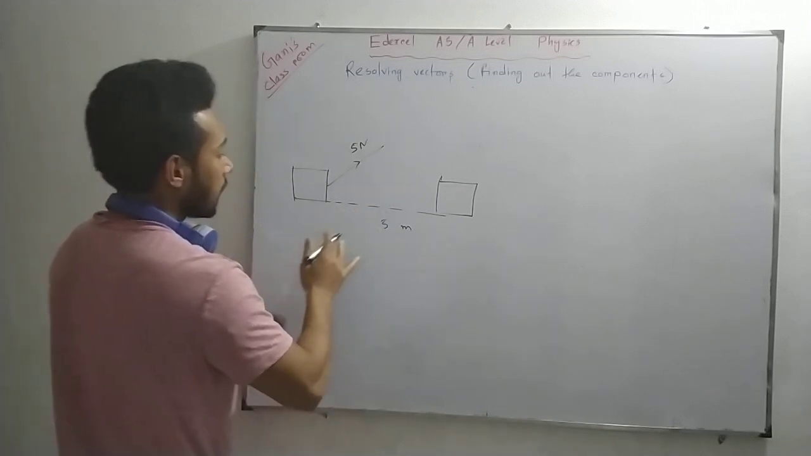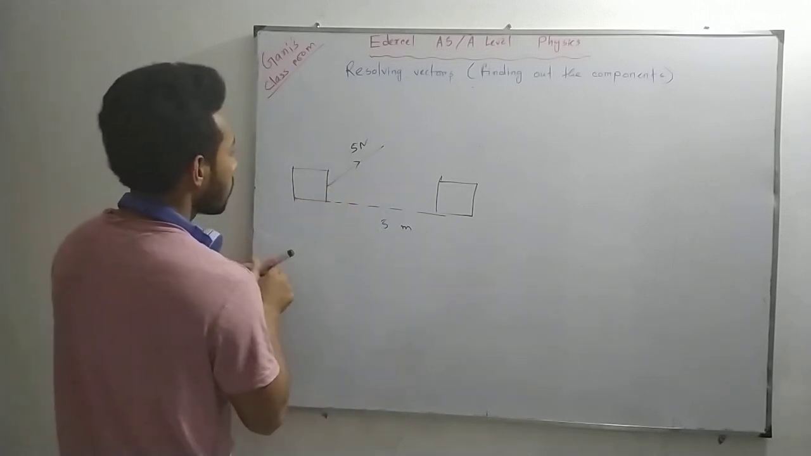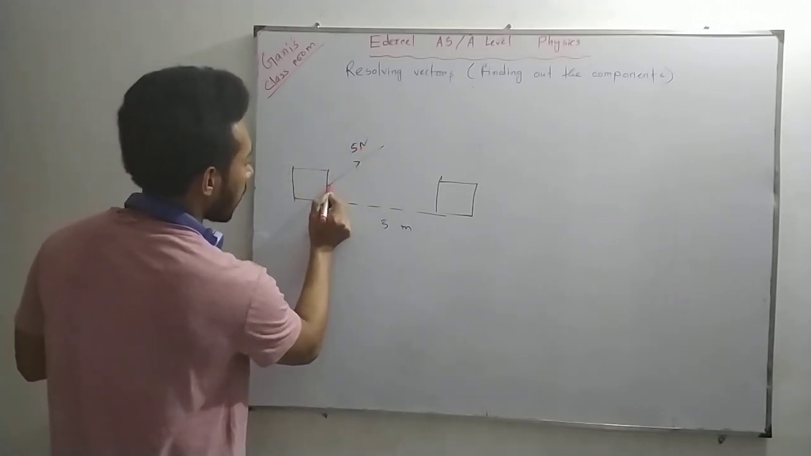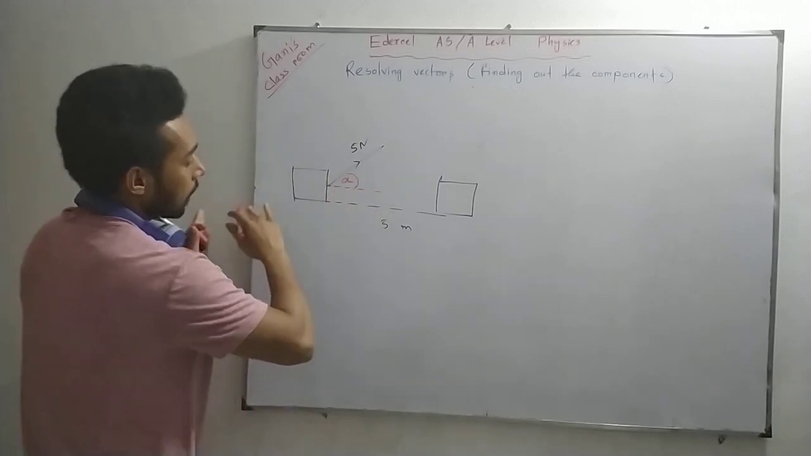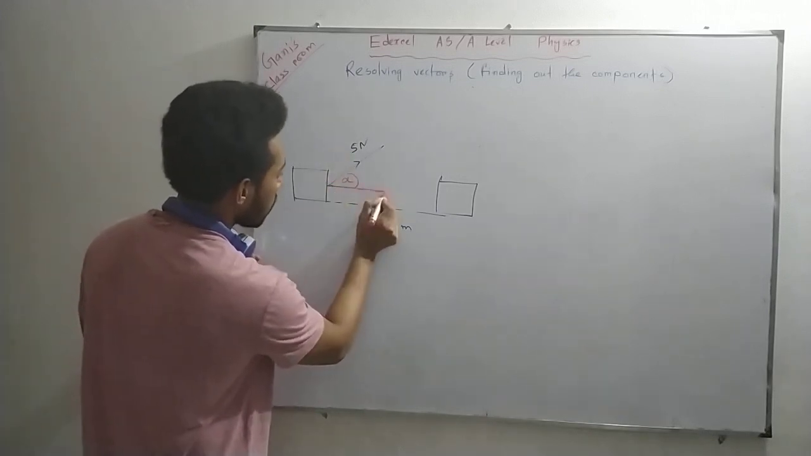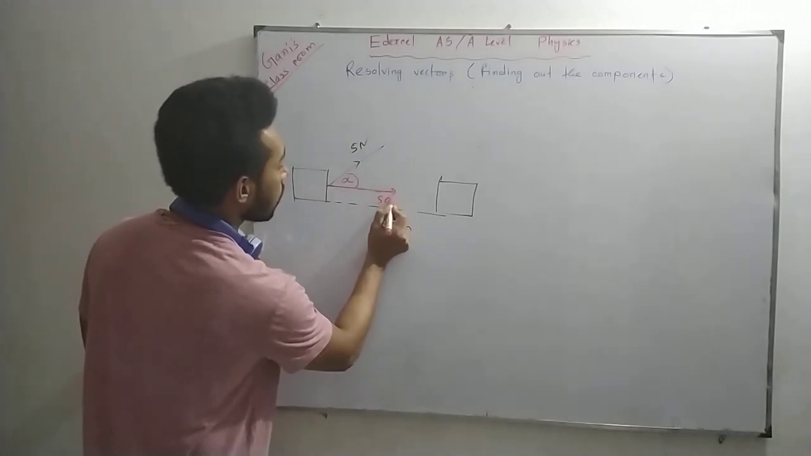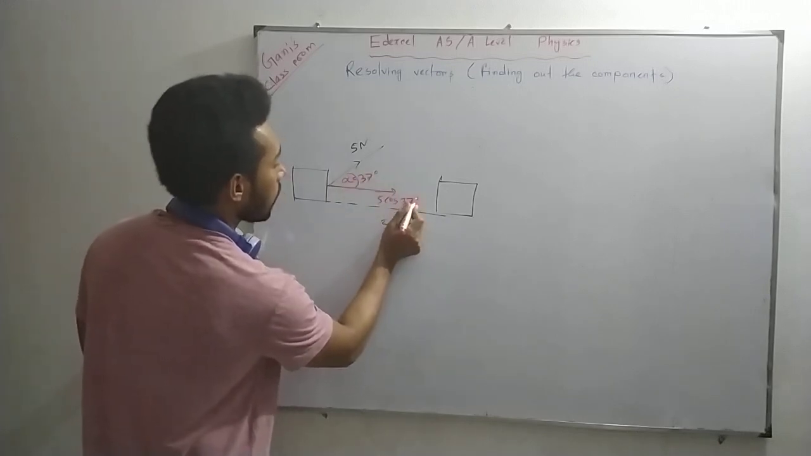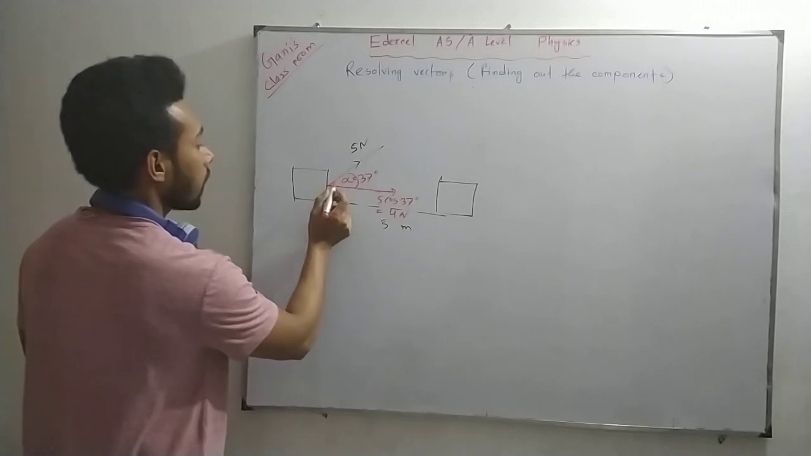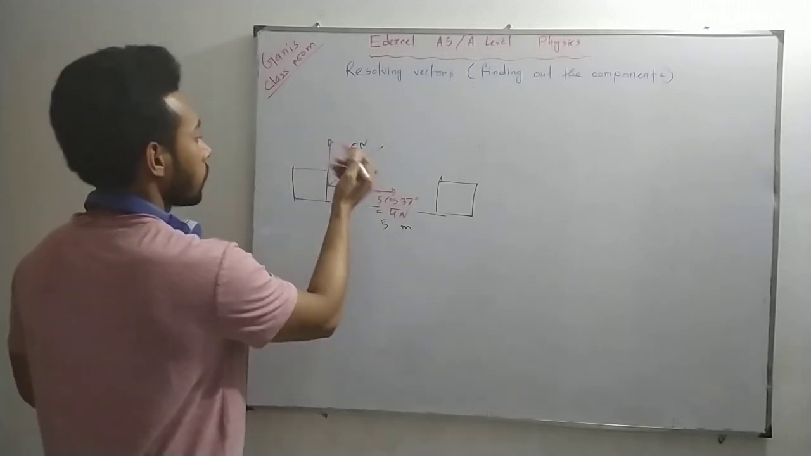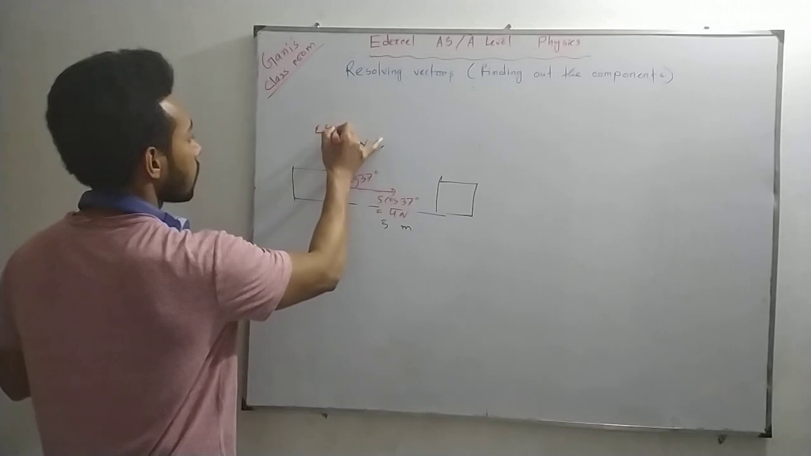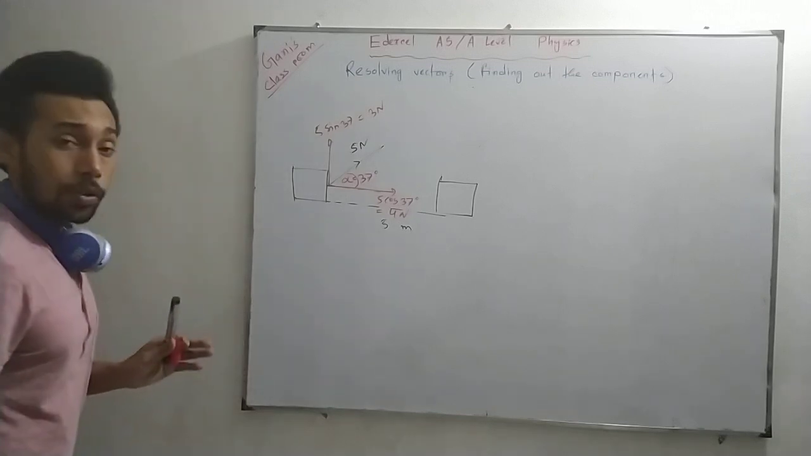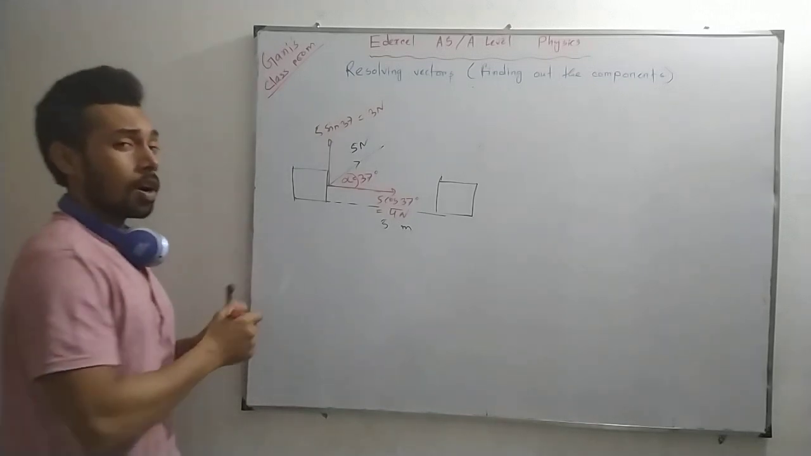In this case, if the person is pulling the box with an angle alpha to the horizontal, then the horizontal component of this force will be 5 cos 37, where alpha is 37 degrees, and we'll get 4 Newton. And the perpendicular component of this force will be 5 sin 37, and that will be 3 Newton. And you can see that the box is moving horizontally.